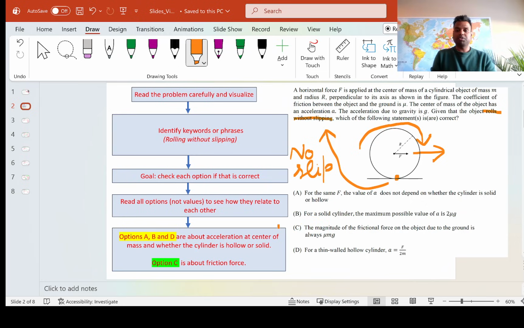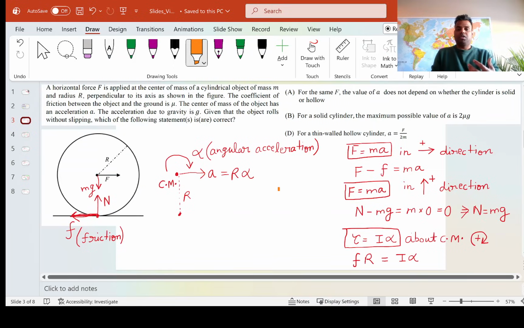The goal is to read each option and check whether that is correct or not. So before you jump into solving, see if there is a connection, if there is a pattern, and you will see that options A, B and D are about acceleration, and option C is about friction force. So now, when you have acceleration, use Newton's law.